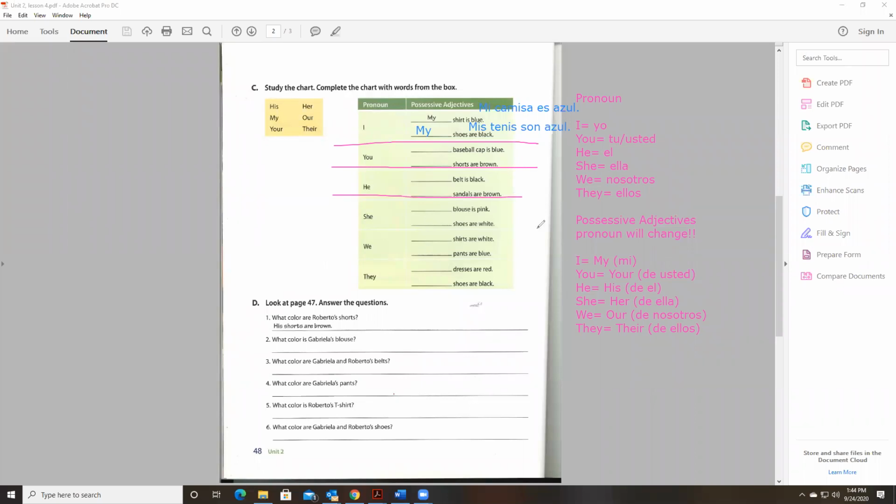Let's see. All right. So you. Okay. El possessive adjective for you is your. Your baseball cap is blue. Tu gorra de béisbol es azul. Okay, next one. Your shorts are brown.